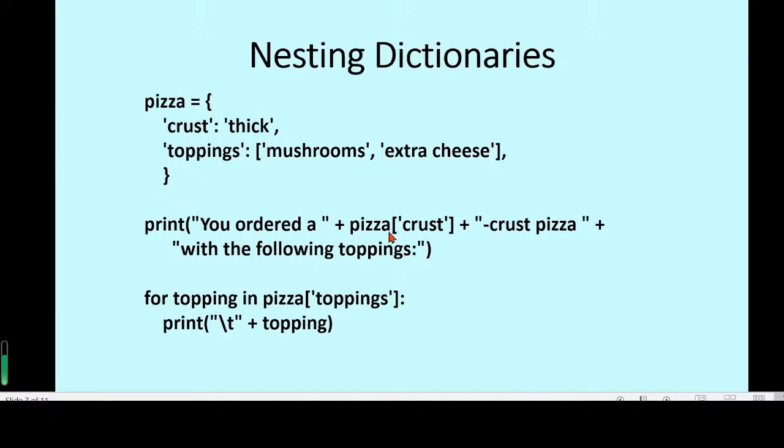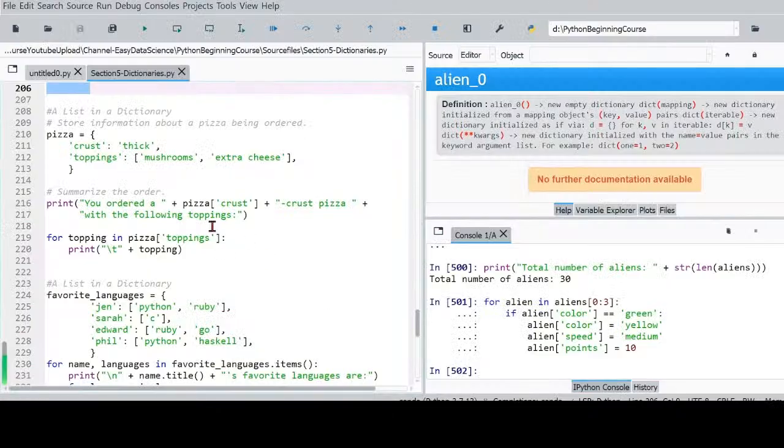You ordered the pizza's crust. You put this type of pizza with the following toppings. Then inside the toppings, print each topping. So we create a dictionary, pizza, with 2 keys, and especially for the toppings, the value is a list.